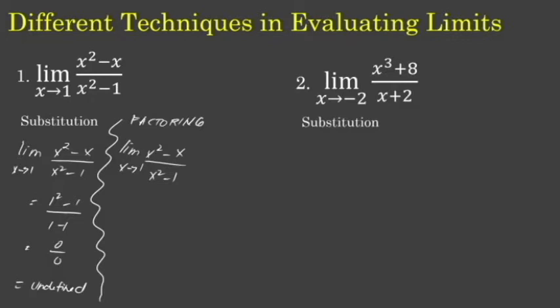So the limit of x squared minus x, the greatest common factor is x. So pwede natin ilabas yung x. X squared divided by x is x, and then x divided by x is 1. So we have minus 1. Over, yung denominator naman natin is in a form of difference of two squares. Why? Difference kasi minus siya. X squared is perfect square and 1 is also perfect square.